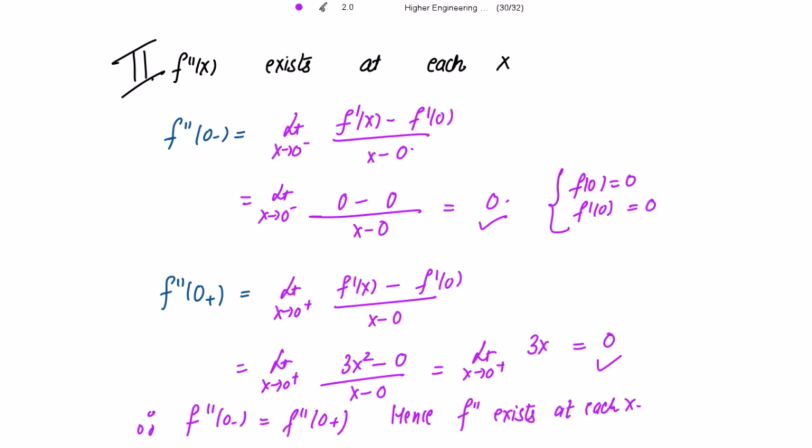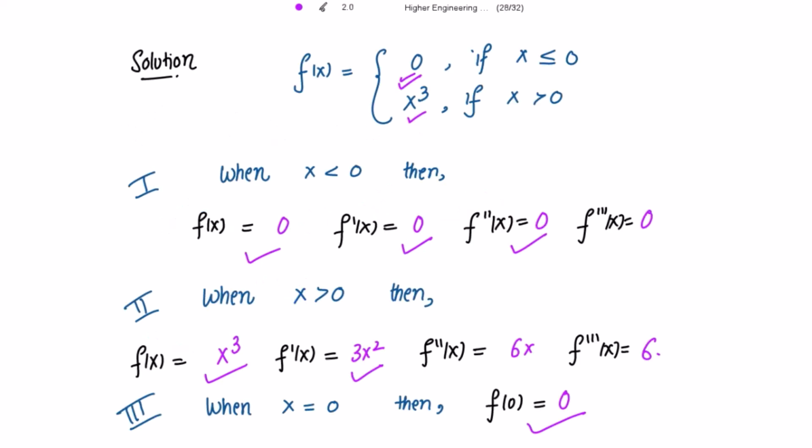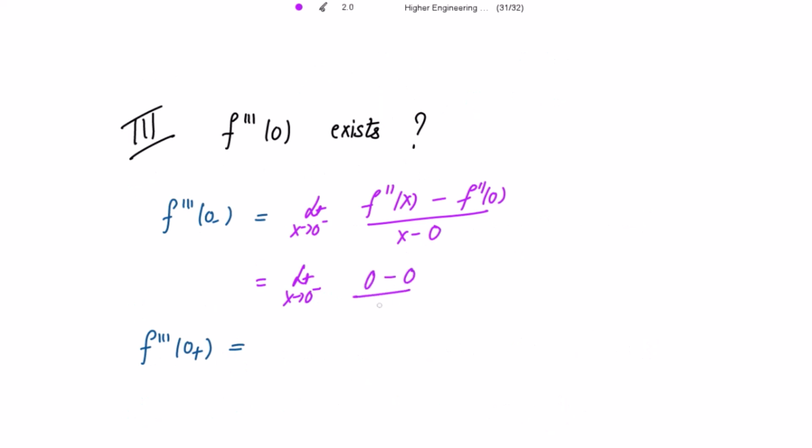Okay, let's check the third option about the third derivative at x equal to 0, whether it exists or not. Let's find out the left hand derivative first. So this is limit x tending to 0 minus, and we are getting here f double dash at x minus f double dash at x equal to 0 divided by x minus 0. So f double dash x for x strictly less than 0 is 0. So this is 0 minus 0 divided by x minus 0, that gives 0.